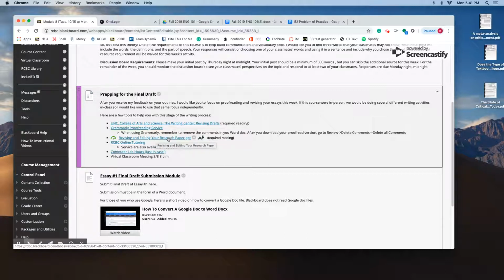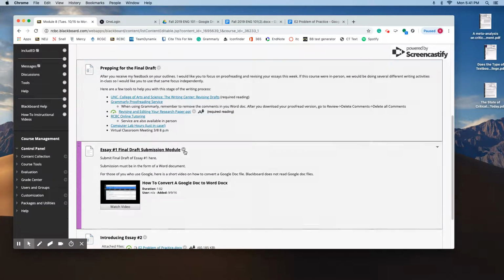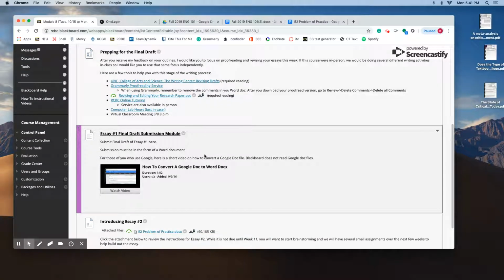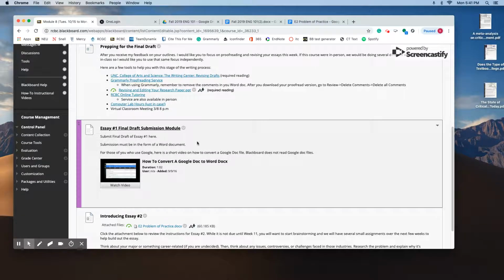Let's see, some more revision, tutoring, computer labs, just in case your computer decides to not want to work when you have a big deadline. So don't forget, you've got the computer labs. And let's see. The college does offer online tutoring, but of course you can go to the Writing Center in person as well. This is the link for submitting your first major essay.